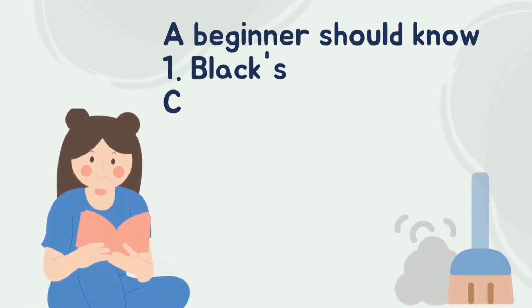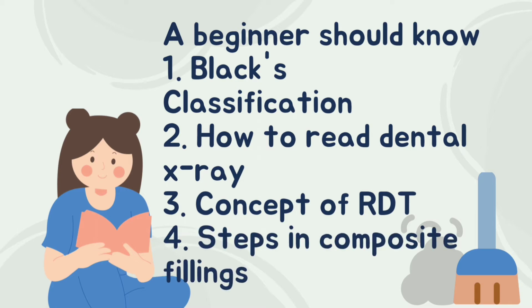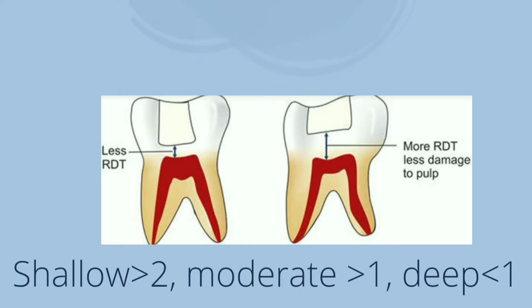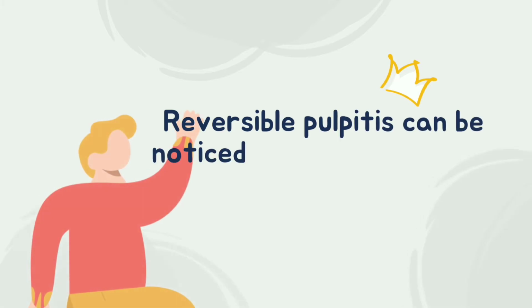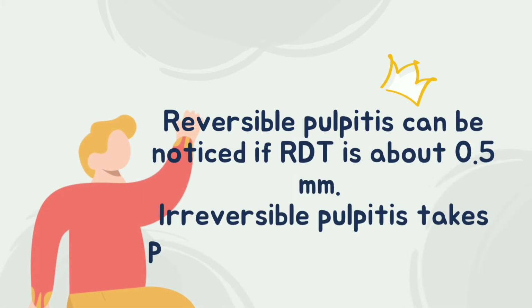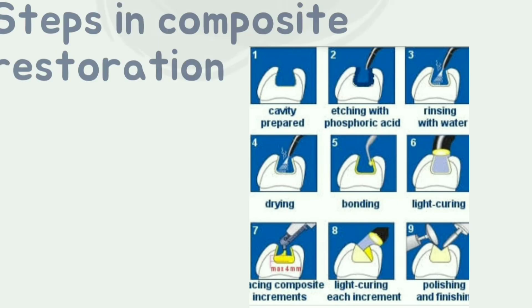As a beginner, we should know about the Black's classification, how to read an X-ray, the concept of RDT, and the steps in composite filling. Now, what is RDT? RDT is the remaining dentine thickness that exists between the lesion and the pulp. Based on it, we have shallow, moderate, and deep cavities. It is useful in decision making for the application of base and sub-bases. Reversible pulpitis can be noticed if RDT is about 0.5 mm, and a breach will result in irreversible pulpitis.